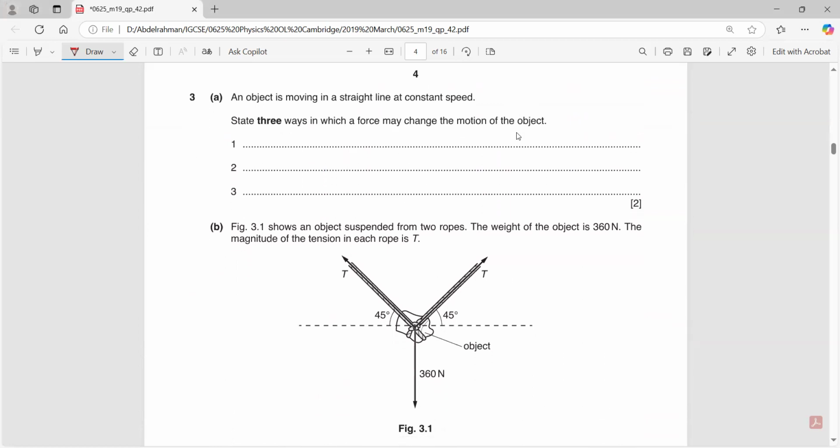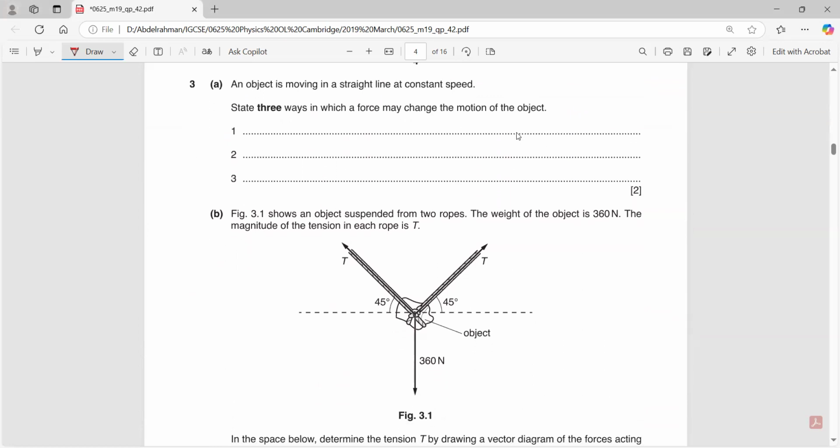An object is moving in a straight line at a constant speed. State three ways in which a force may change the motion of an object. How can a force change the motion of the object? It can change the direction, it can change the speed, and it can also change the acceleration.